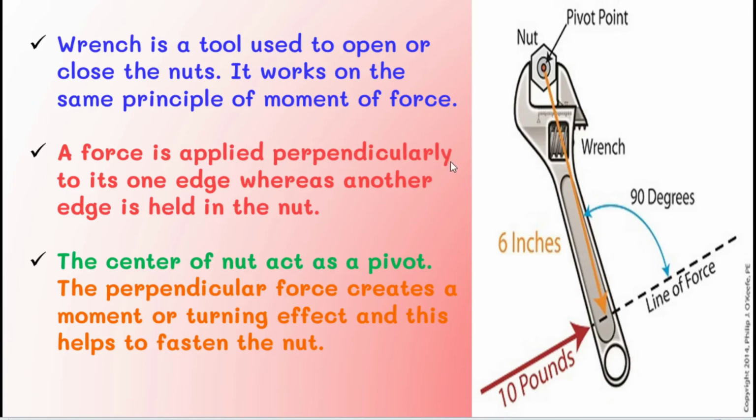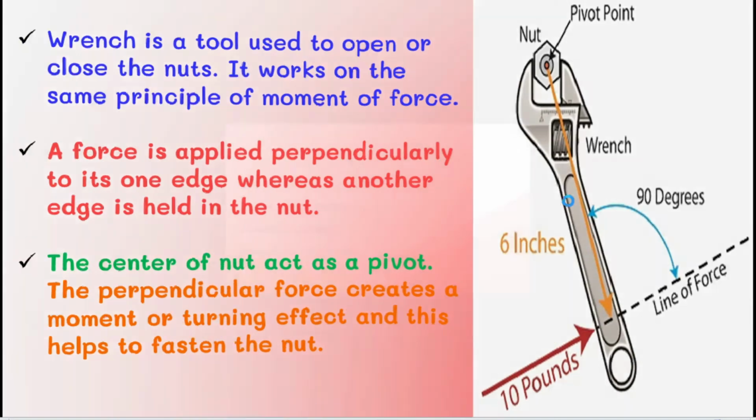The force is applied perpendicularly to one edge, whereas the other edge is held on the nut. I already told you, the center of the nut acts as a pivot. Pivot means center point. It does not move. This is a rigid support. The perpendicular force creates a movement or turning effect, and this helps to fasten the nut. So when we rotate this wrench, only then is the nut fastened and tightened.